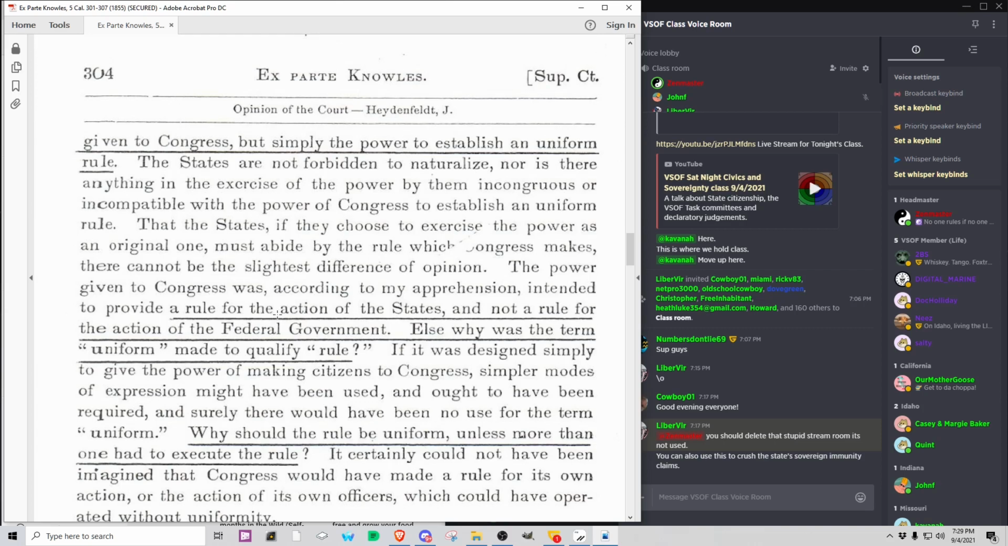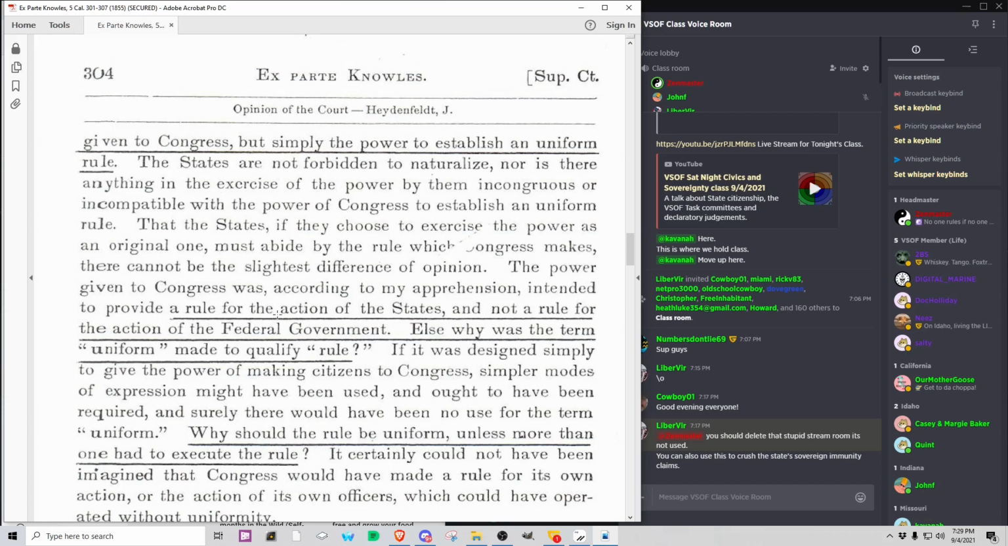The states are not forbidden to naturalize, nor is there anything in the exercise of the power by them incongruous or incompatible with the power of Congress to establish a uniform rule. That the states, if they choose to exercise the power as an original one, must abide by the rule which Congress makes, there cannot be the slightest difference of opinion. The power given to Congress was, according to my apprehension, intended to provide a rule for the action of the states and not a rule for the action of the federal government, which it clearly states.